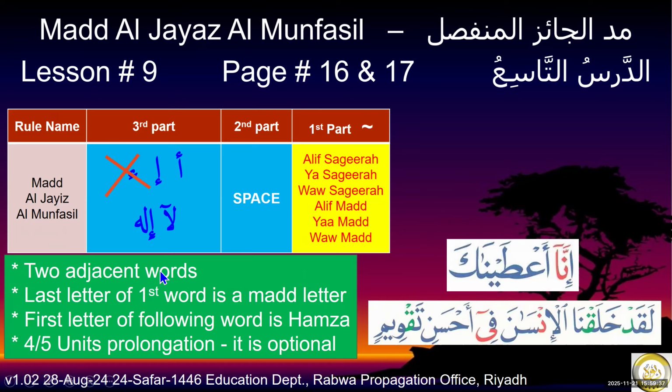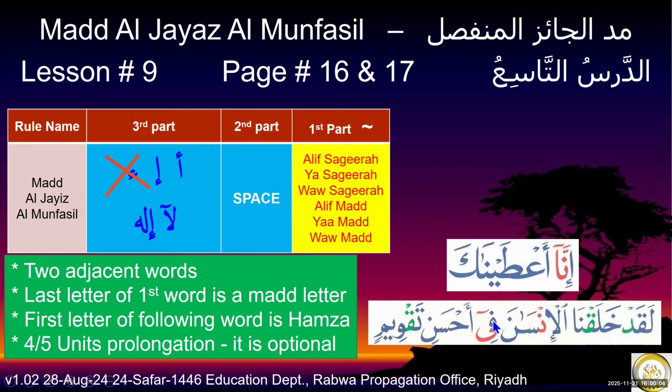It appears only in the consequent, the two words should be together. The last letter of the first word must be a mad letter, and the first letter of the following word must be a hamza. So with this combination, we have to apply madal jaiz munfasil, that is 4 or 5 units prolongation.